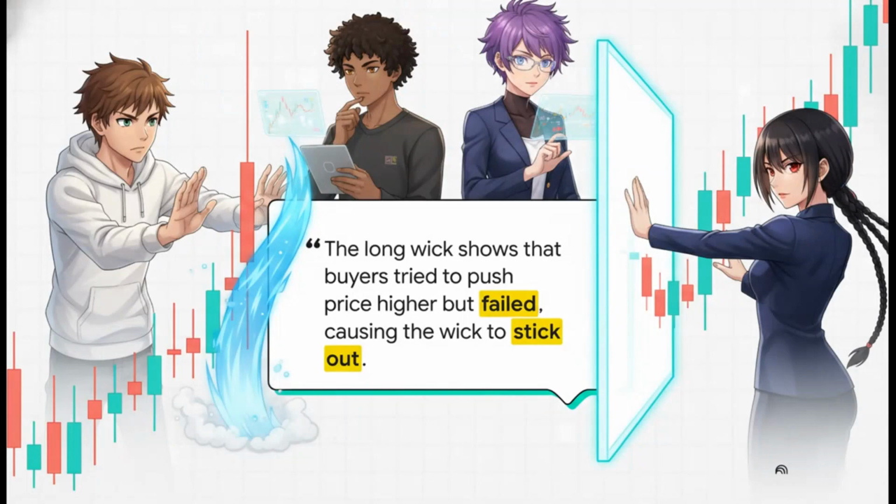Now, what's so fascinating about this is the story it tells. That long wick is like a footprint. It shows that buyers, in this case, got this huge burst of energy. They tried to shove the price way, way up, but then, bam, sellers slammed the door shut, forcing the price all the way back down before that time period ended. It's a perfect picture of a failed attack.